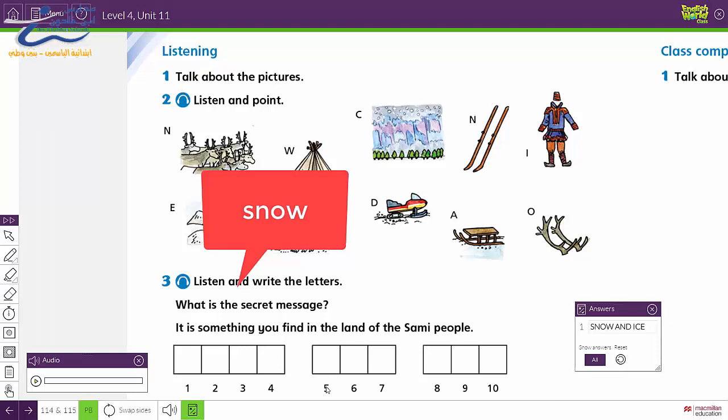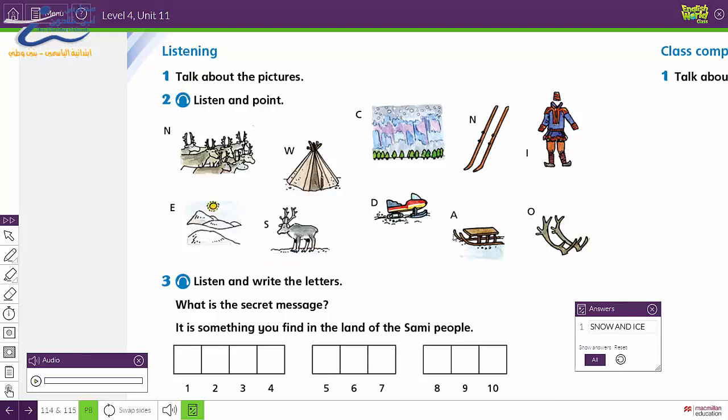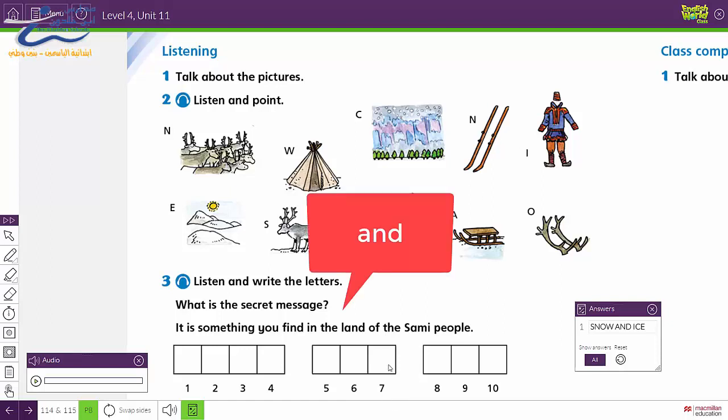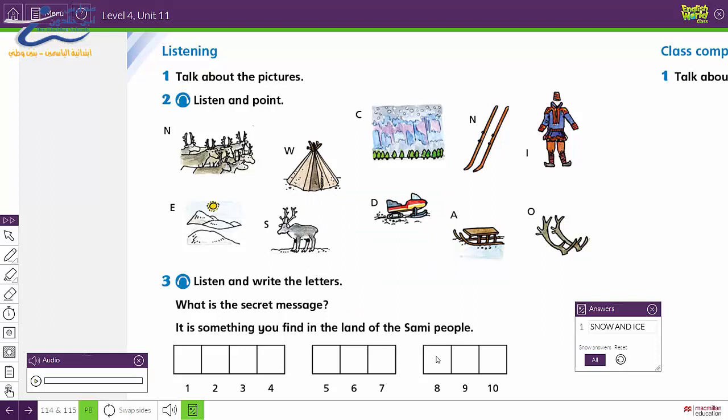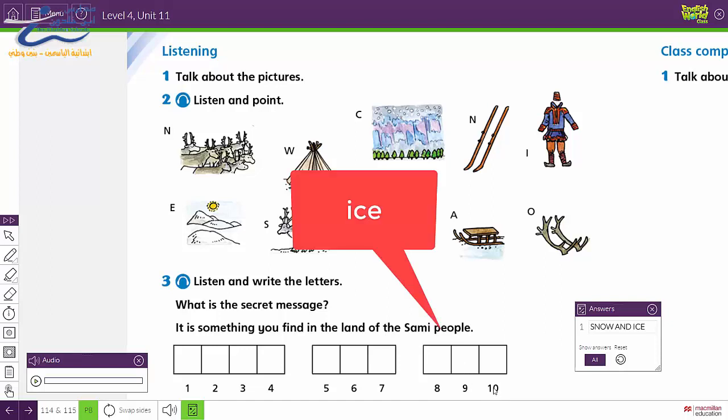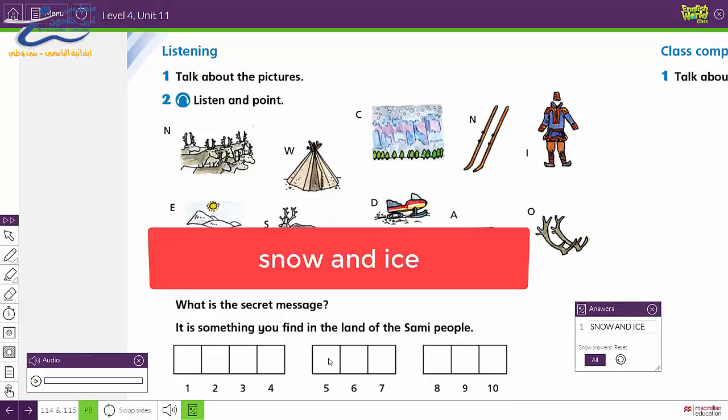The fifth sentence has the letter A. The sixth sentence has the letter N. And the seventh sentence has the letter D. The last word will be ice. The eighth sentence has the letter I. The ninth sentence has the letter C. The last sentence, number 10, has the letter E. So the secret message is snow and ice. Did you enjoy the game?